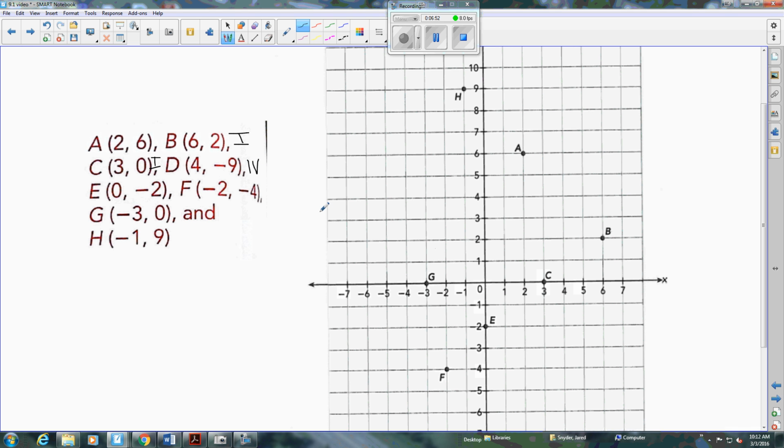(0, -2) is, I have no idea what quadrant that would be in. And (-1, 9) is going to be in quadrant 2. So I would say that this is 1, this is 2, this is 3, and this is 4. So anything in those will be the correct quadrants.